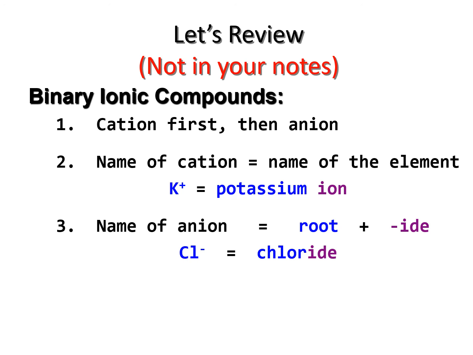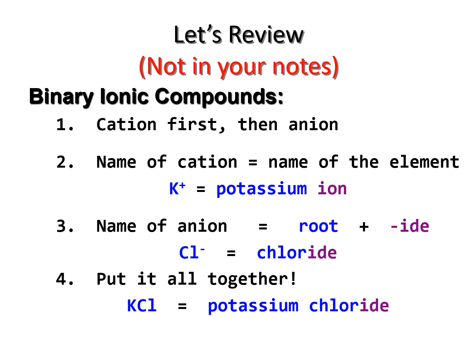A few of them you have to drop a couple of syllables, like phosphorus becomes phosphide, but most of them you just change the very last 3 letters to IDE and it works pretty well. Put it all together, you have a compound called potassium chloride, KCl. You'll notice in the formula you do not write the charges. We use the charges to derive the formula, but once we have the formula, erase all the positives and negatives.